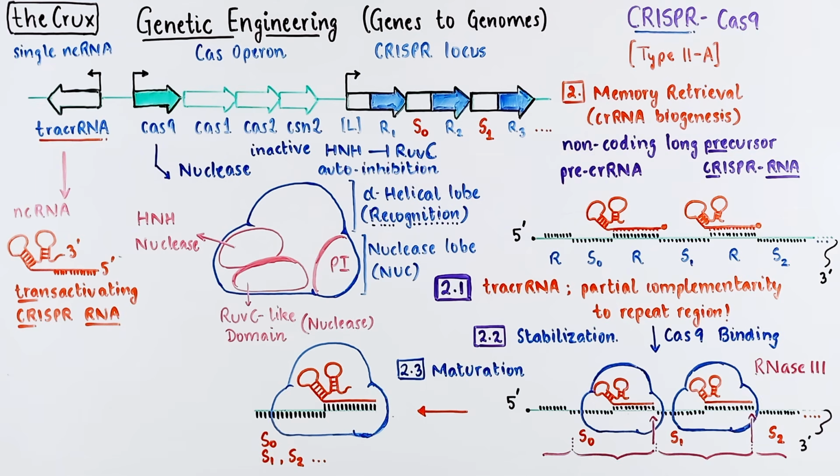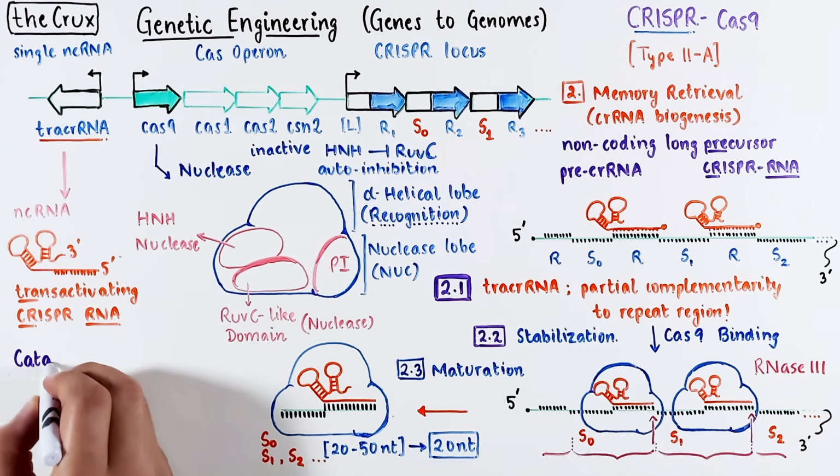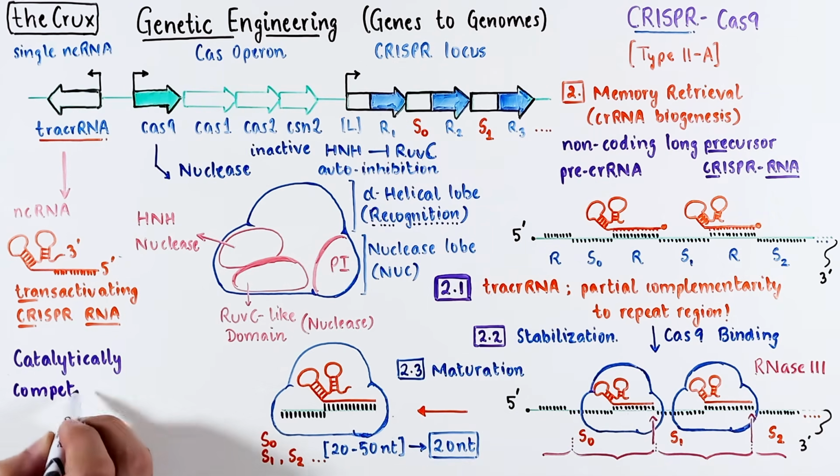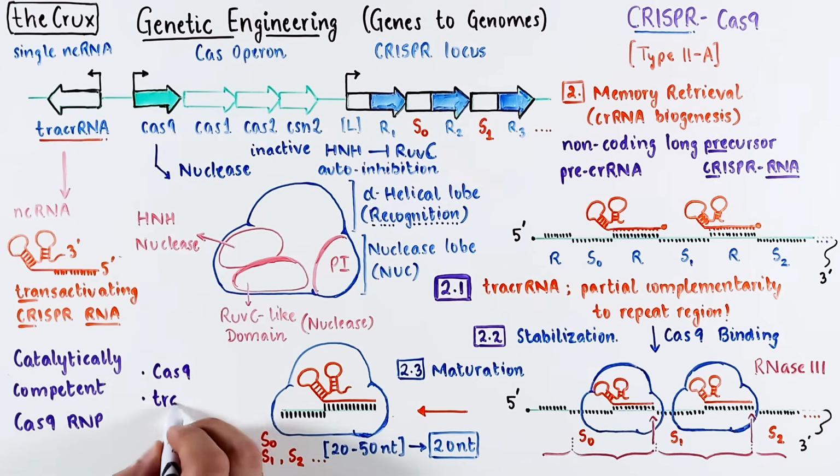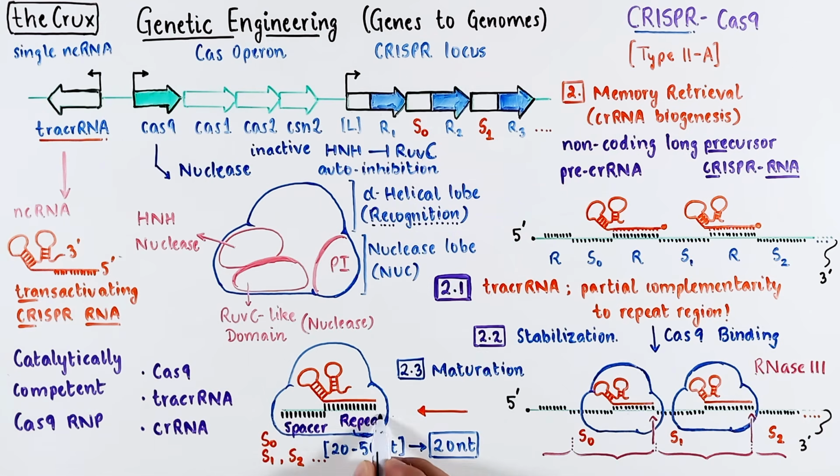The maturation proceeds with an unknown exonuclease that eats away the protruding parts of a spacer. The 20 to 50 nucleotide spacer is trimmed down to right around 20 nucleotides. This RNP is a catalytically competent Cas9. To make it explicit, it is a 3-component system of Cas9 protein and 2 non-coding RNAs, the tracrRNA and CRISPR-RNA. The CRISPR-RNA has exactly one spacer of 20 nucleotides and exactly one repeat paired with tracrRNA.